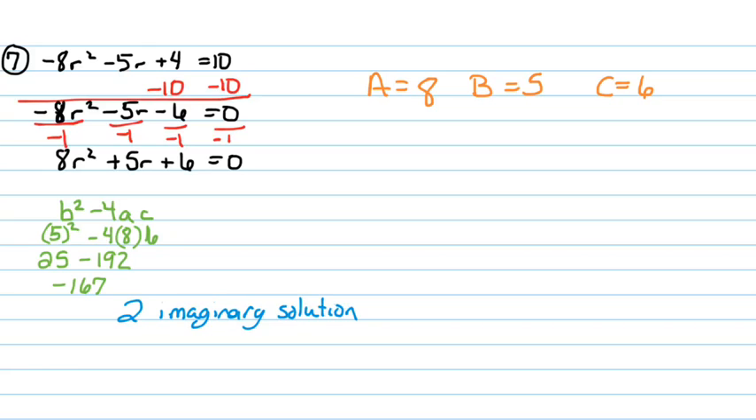So just a reminder, if I had a positive number, I would have 2 real solutions. If I have a negative number, I have 2 imaginary solutions. And if I have 0, I have 1 real solution.